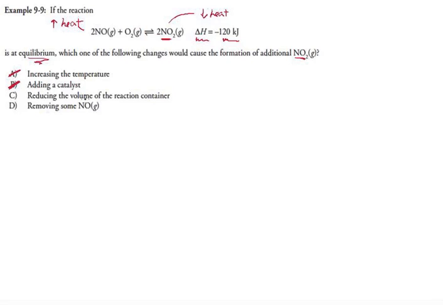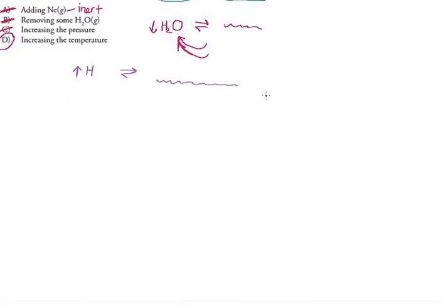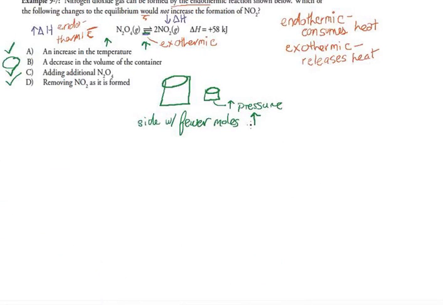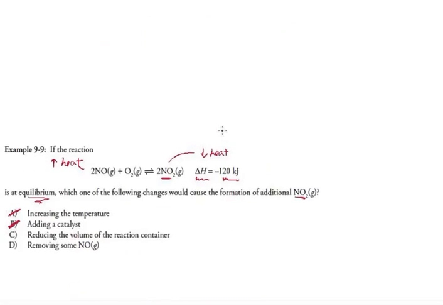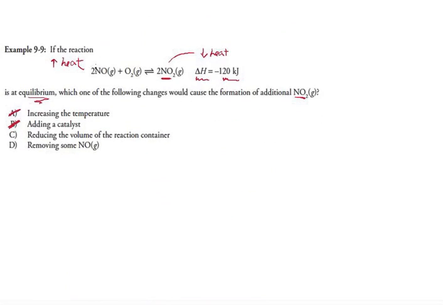Okay. Reducing the volume of the reaction container. Again, I know this is the third problem, so by this time, hopefully I've beat it into your head. But remember, when we reduce the size of the container, that increases pressure. And where we increase pressure, the side with fewer moles is going to benefit, is going to see the increase overall. So here the question is, which side has fewer moles? Well, there's 3 moles on this side, 2 moles on this side. So that would indeed cause the formation of more NO2.